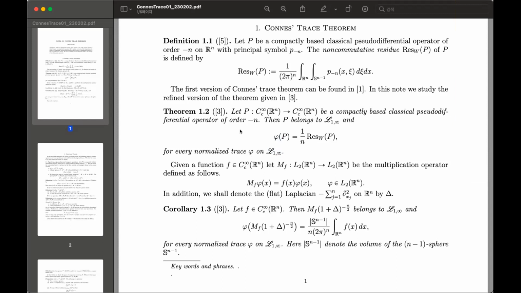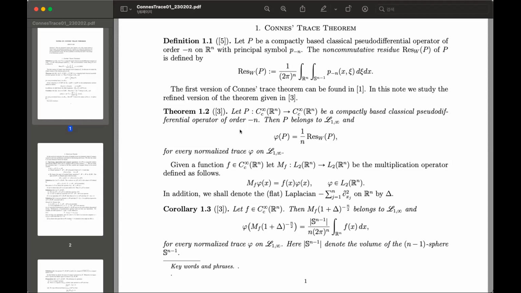So, questions so far? I think most of you are quite unfamiliar with this kind of direction. So if you have any question, please interrupt me.